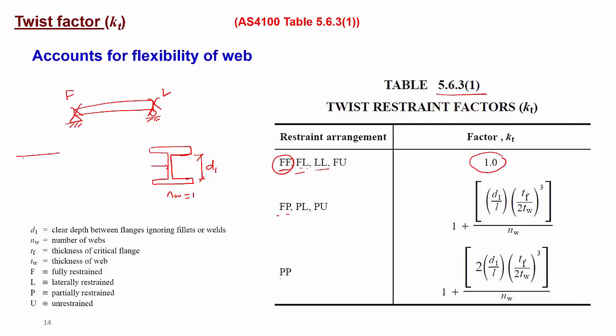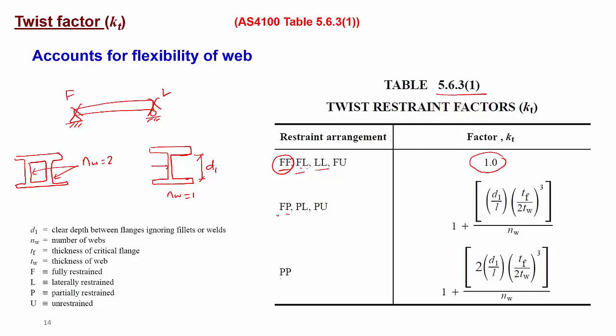So there might be cases where your section is like this. So you have two waves here, this one and this one. So your NW is 2 in this case. There are two waves for that.